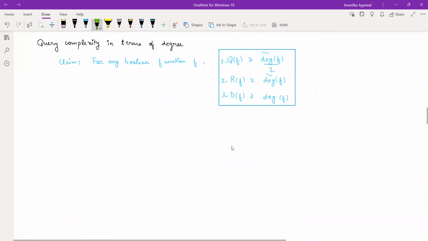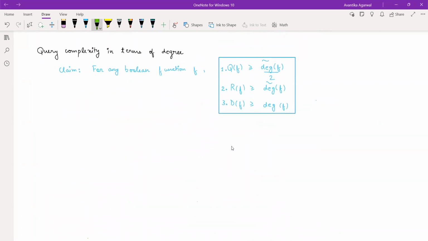So the result I'm hoping to establish is these. Maybe just ignore this RF1 because I didn't introduce it. So the first result is that the quantum query complexity is lower bounded by the approximate degree divided by 2. And the classical deterministic query complexity is lower bounded by the exact degree.